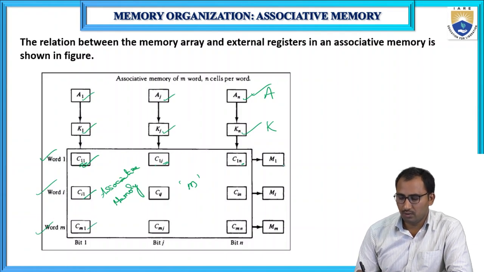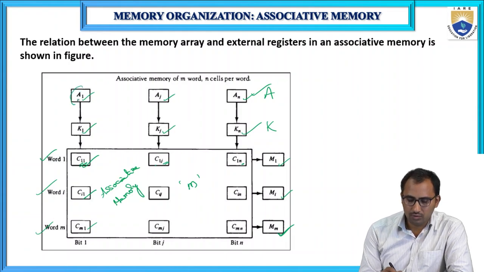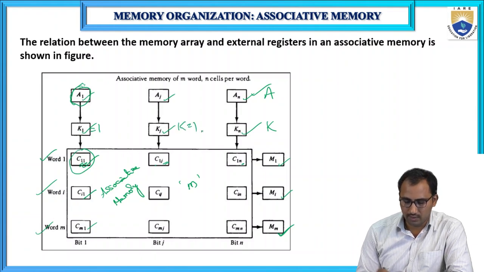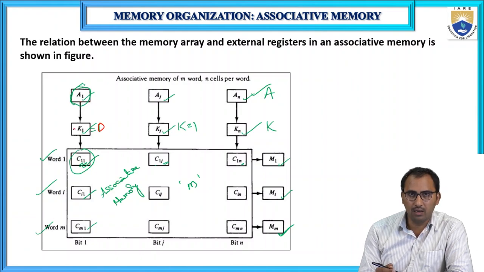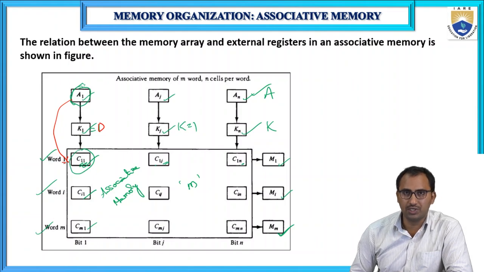Coming to the match register, the number of bits in the match register is equal to the number of words in the associative memory. The number of words in the associative memory is equal to m, so that's why M1, Mi, Mm are there. So when K is equal to 1, the argument bits are compared with all the bits of the word only if K is equal to 1. Suppose K is equal to 0, then that argument bit will not be compared with the word in the associative memory. In this way, we search for the word in the argument register among the words in the associative memory.